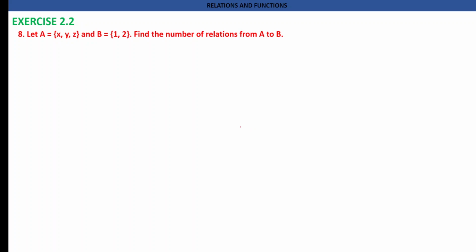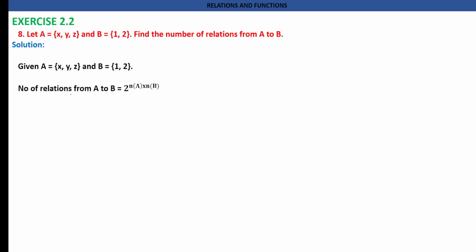Let us see question number 8. Let A = {x, y, z} and B be a set with elements 1, 2. Find the number of relations from A to B. Solution. Given A has the elements x, y, z and B has the elements 1 and 2. We know the number of relations from A to B will be 2 power n(A) into n(B), where n(A) is the number of elements in A and n(B) is the number of elements in B.